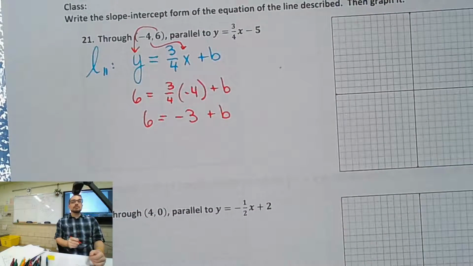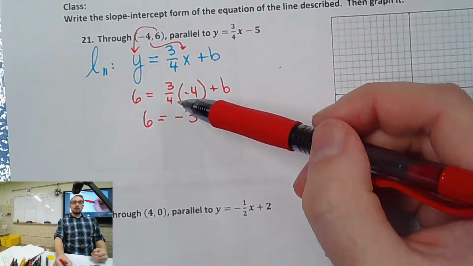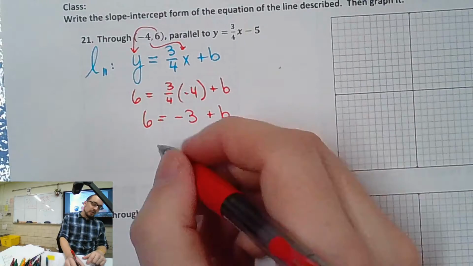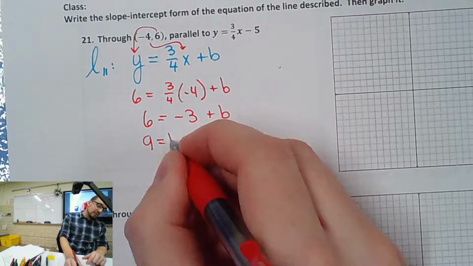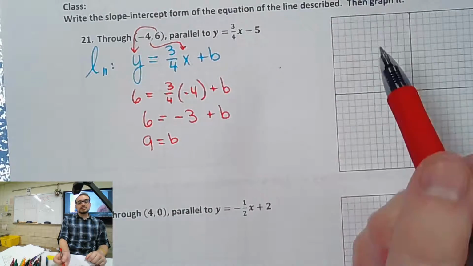You could have also multiplied by the top. 3 times -4 is -12. Then divide by 4, -3, same thing. Add 3 by the addition property of equality, and we find that b has to be 9 if x is -4 and y is 6.